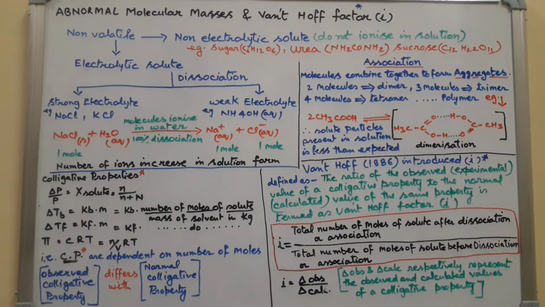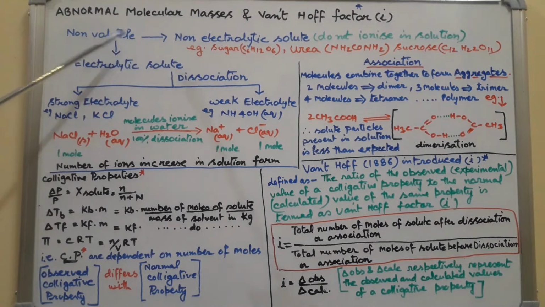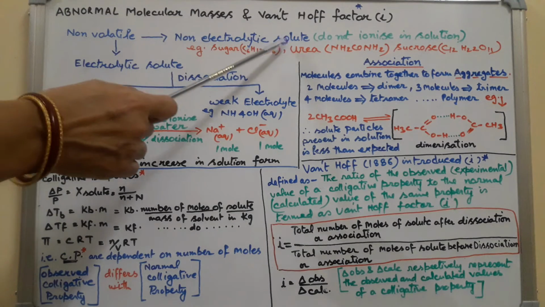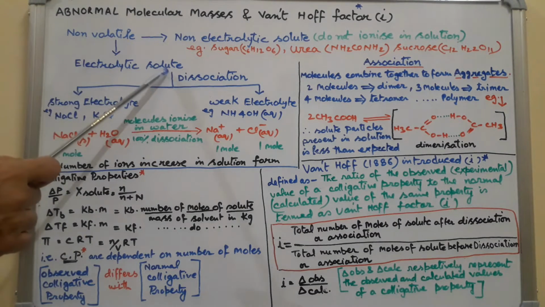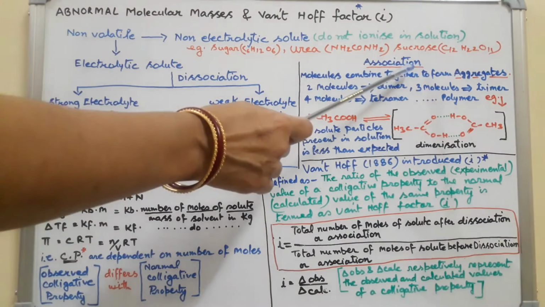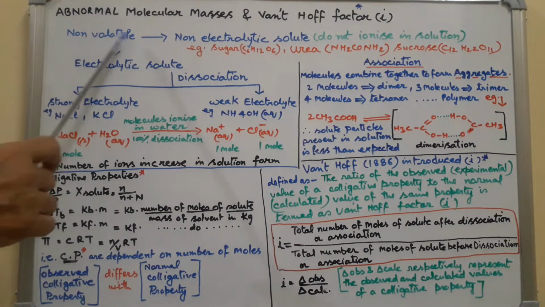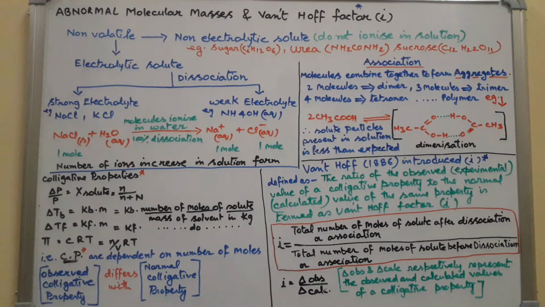I have explained these terms in my earlier video. What are these? Non-volatile, non-electrolytic solute and electrolytic solute. And these terms, dissociation and association, I have already explained, but let's have a brief revision here. It's written non-volatile, means what? Which does not readily change into vapor.